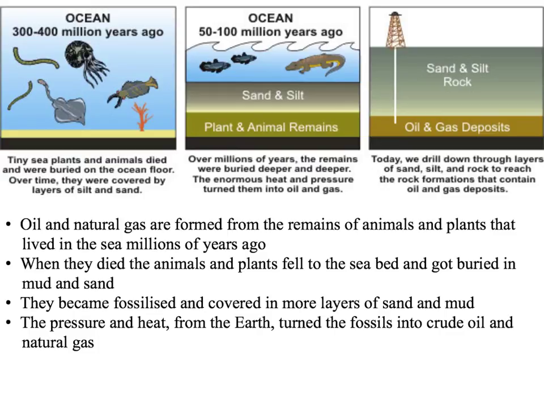Oil and natural gas are formed from the remains of animals and plants that lived in the sea millions of years ago. When they died, the animals and plants fell to the seabed and got buried in mud and sand. They became fossilized and covered in more layers of sand and mud. The pressure and the heat from the earth turned the fossils into crude oil and natural gas.